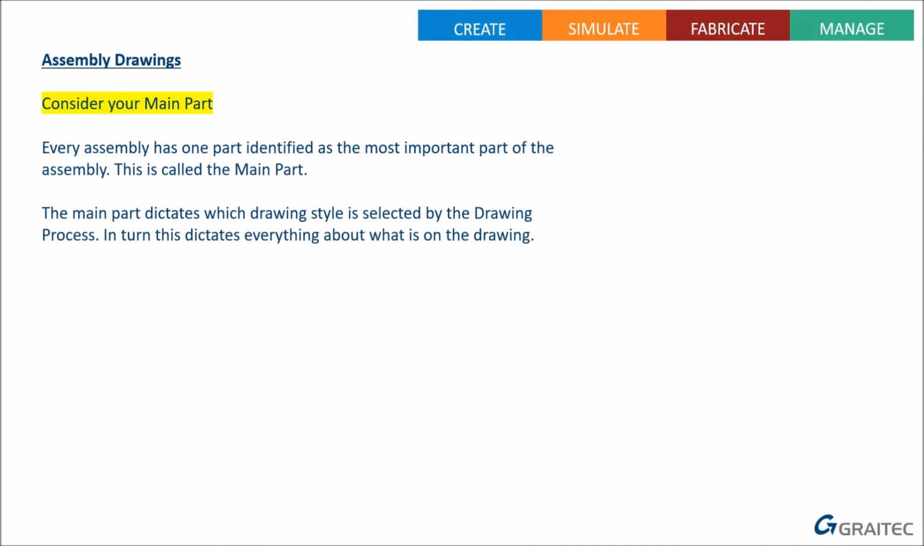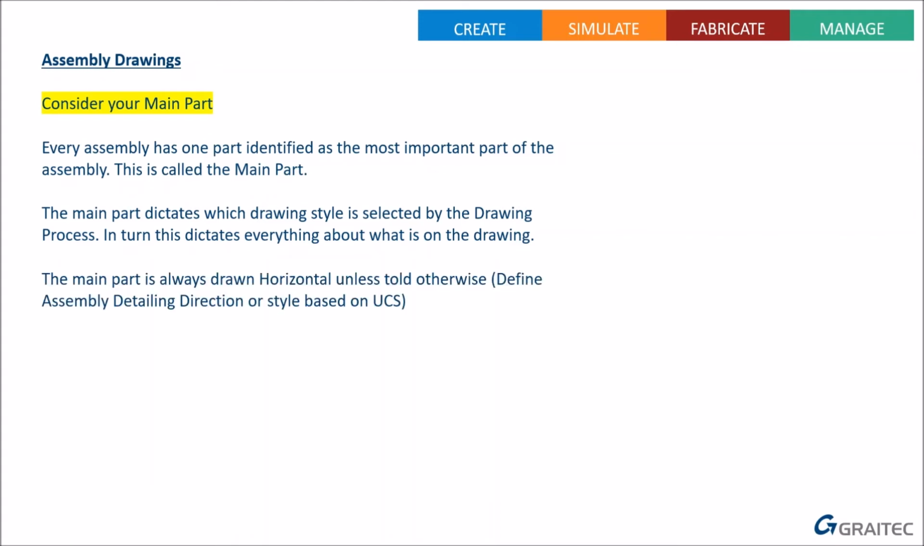The main part dictates everything about what happens in the assembly drawing. That chooses which drawing style is chosen and which orientation everything is drawn on, and everything else about the drawing. The main part, by default, is drawn horizontal. There's a handful of drawing styles where it might be based on the UCS, or you could have used the assembly detailing direction to override it and draw it in a different angle. But unless you've done that, it's going to be drawn horizontal. I'll show you in a second.